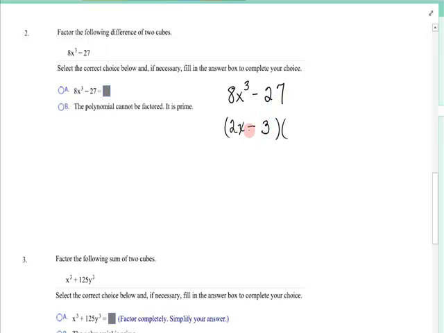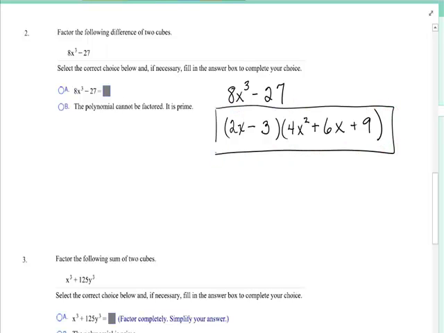Now I'm going to use these to make my trinomial. Square the first one. 2x times 2x is 4x squared. Change the sign. Make it a plus. Product. 6x. Square the last one. 9. Close. Done. Those are your factors. If you can remember to take those cube roots, then square, change that sign, product, square.